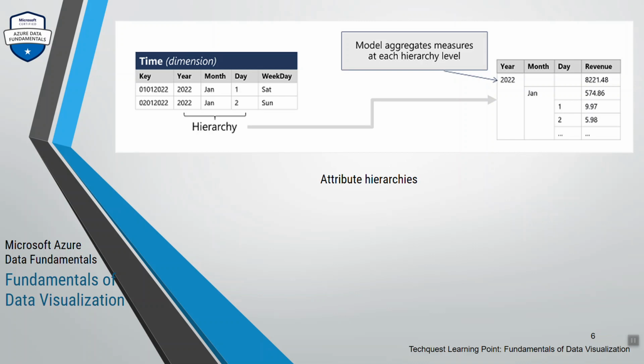The model can be built with pre-aggregated values for each level of a hierarchy, enabling you to quickly change the scope of your analysis. For example, by viewing total sales by year and then drilling down to see a more detailed breakdown of total sales by month.